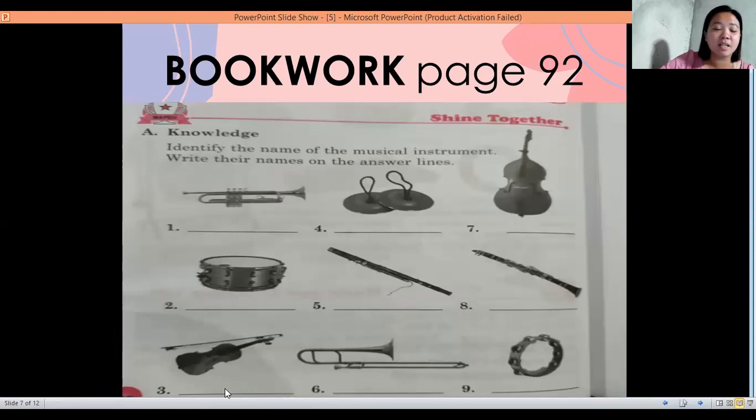So number three is, it's not in our picture. So what is this? All right, now for number three, this one is a string instrument, right? Okay, now let's have number four. What is this? Is it string, percussion, woodwind, or brass wind?